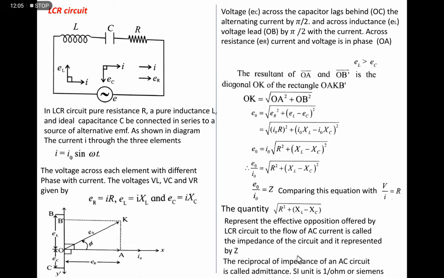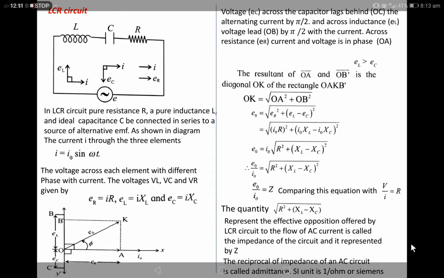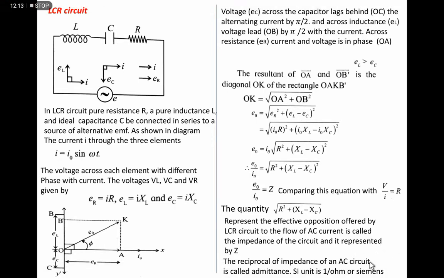So, reciprocal of the impedance of an AC circuit is the admittance, and SI unit is 1 by ohm or Siemens. This is about the series LCR circuit, and the impedance, that is the opposition to the flow of the current in series LCR circuit.